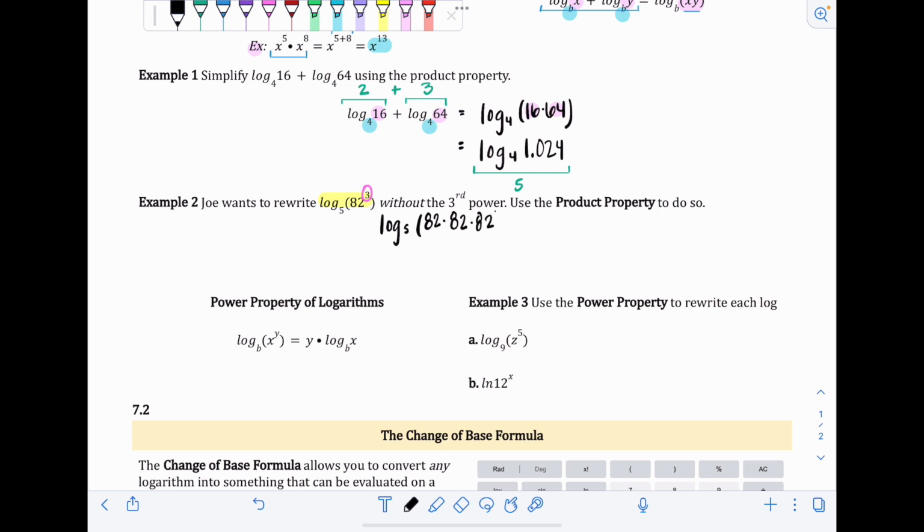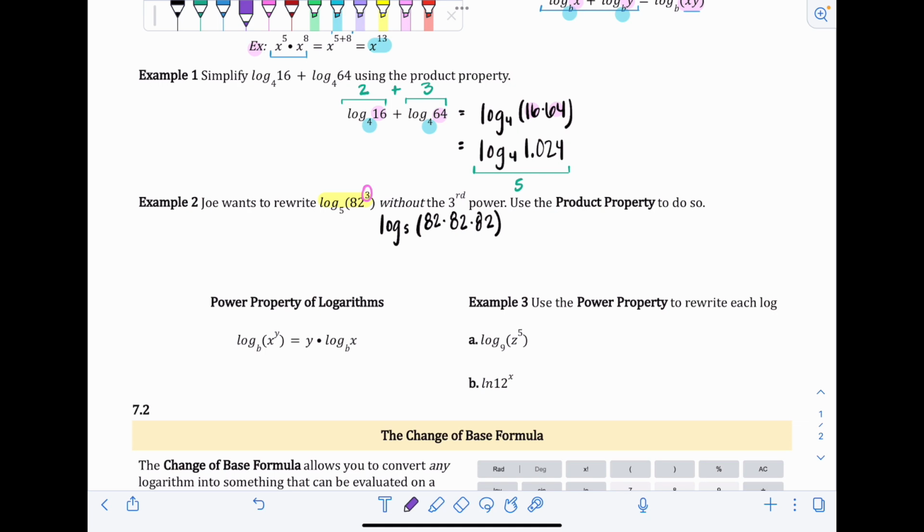So anytime you have an exponent, it's saying how many times you're multiplying the base by itself. So 82 to the third power would be 82 times itself 3 times. And if we have the log of 3 82s being multiplied together, then we can use that product property in reverse to separate it into 3 different logarithms.